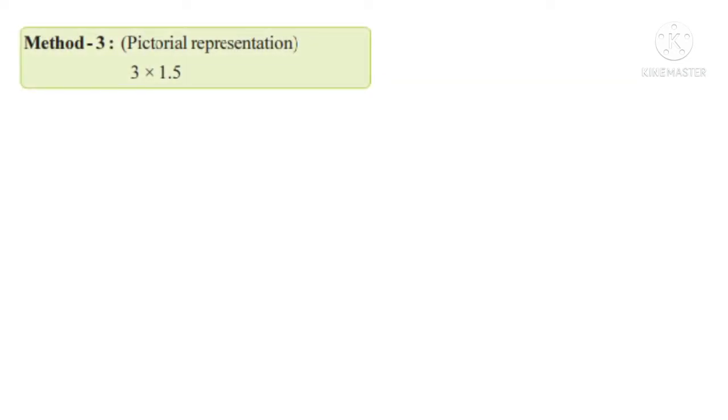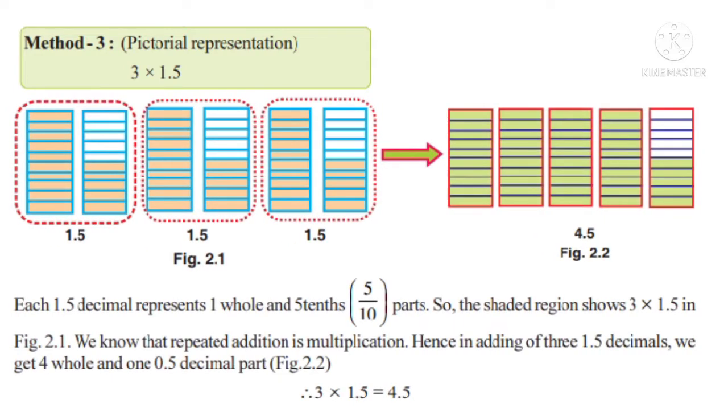Method 3. Pictorial representation of 3 into 1.5. In 1.5, observe that in left side of decimal point 1 represents whole number, right side of decimal point 5 represents decimals. In the pictures, one whole number is taken as a rectangular region and it is divided into 10 parts and all are shaded. And for 5 tenths, a rectangular region is divided into 10 parts and only 5 parts are shaded, that is 5 by 10.